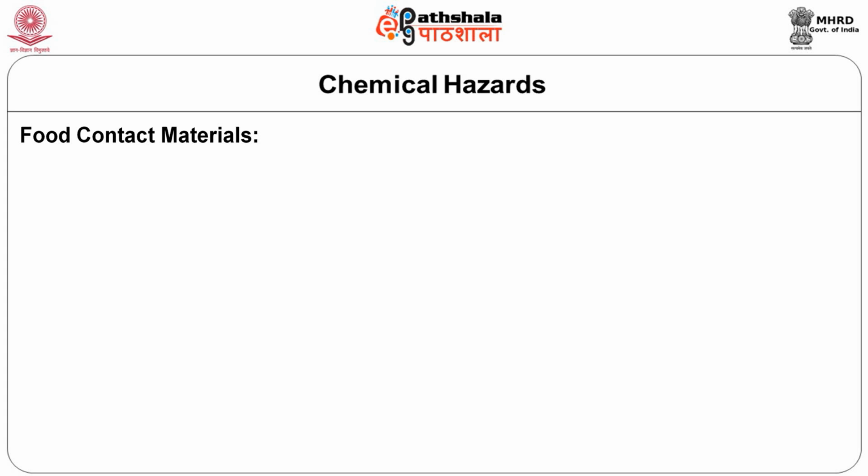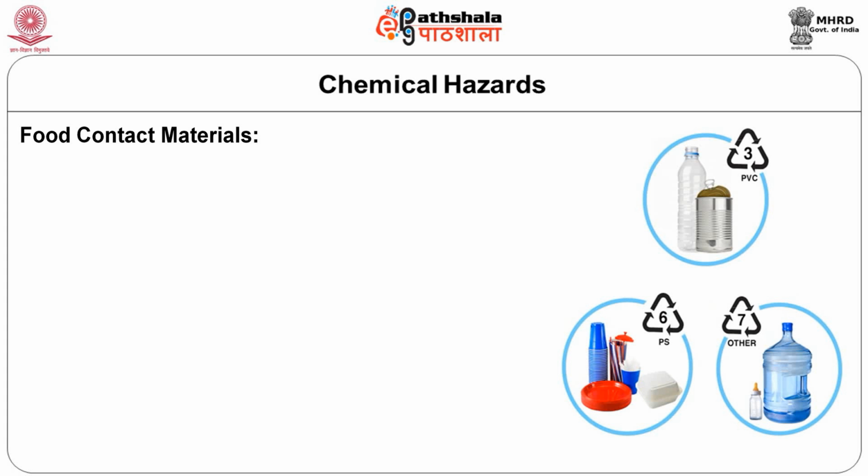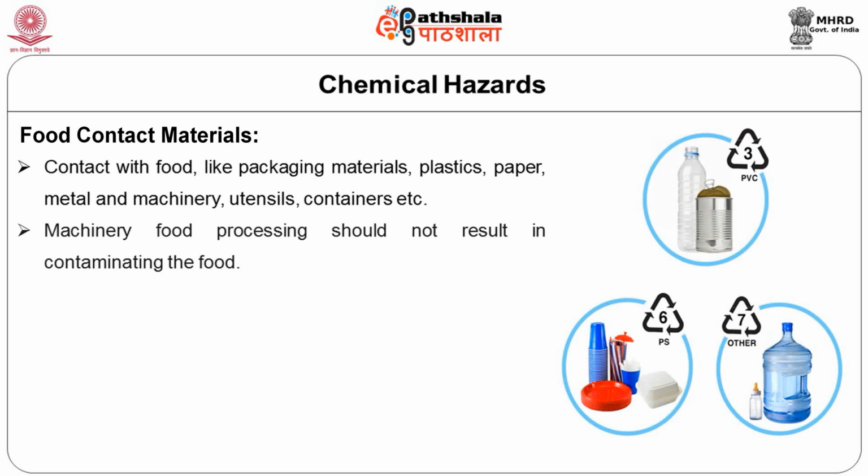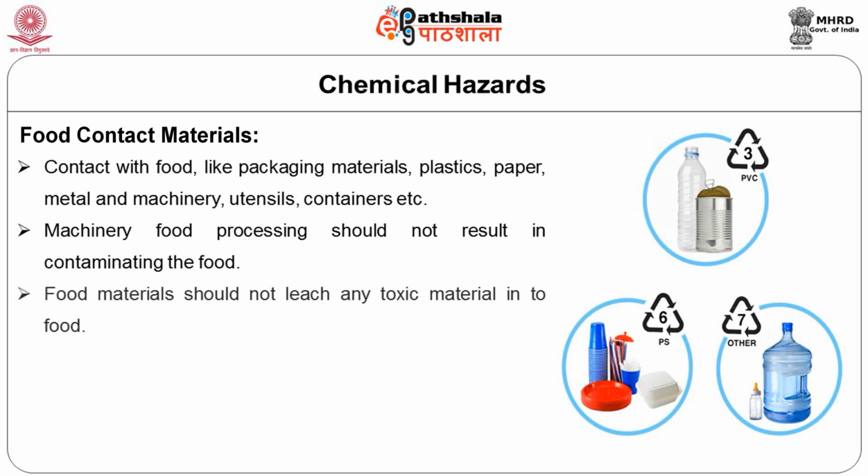The other class of chemical hazards includes the materials that come in contact with food, like those used for packaging materials such as plastics, paper, and metal; machinery, because the machinery used while processing the food also comes in contact with food; utensils in which food is stored or used for transport; and the containers where the food is actually transported, like milk containers or oil containers. All these things are considered food contact materials because they come in direct contact with food, so they should not leach any chemical that could be harmful to human health.